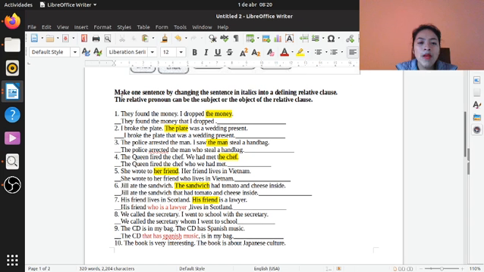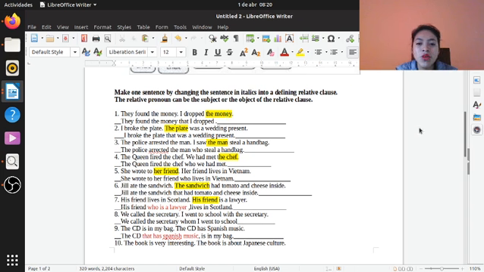Okay, the exercise says, make one sentence by changing the sentence in italics into a definite relative clause. The relative pronoun can be the subject or the object of the relative clause, right? Let's see. They found the money. I dropped the money. What do we have in common in these both sentences? Very good. We have the money. The money is a person, place, time, or thing? Very good. It's a thing.